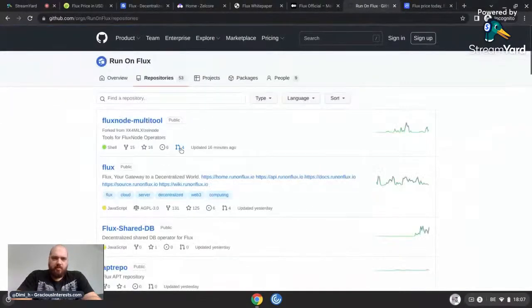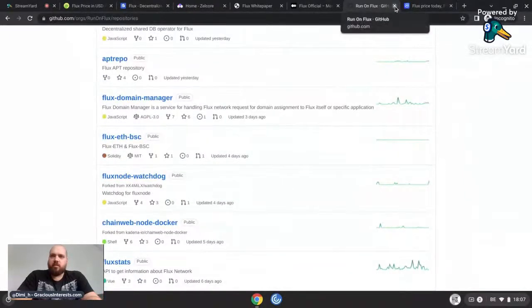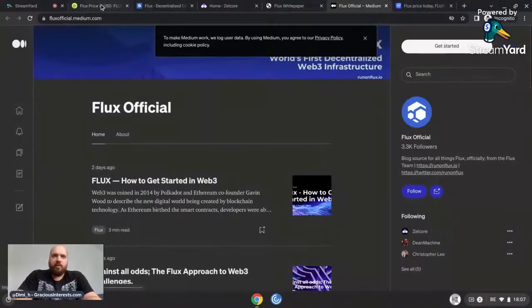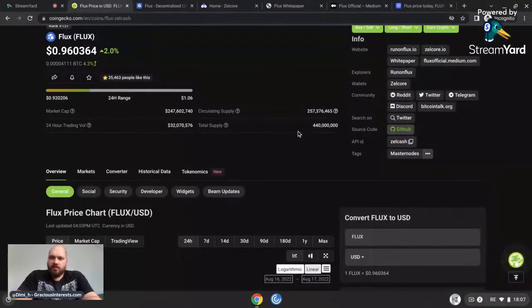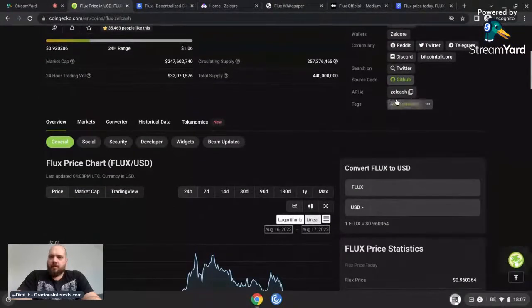Repositories, multi-tool, Flux, Fluxshare DB. So it is all nicely available. I like seeing it, and what I'm seeing is to my liking. API, Zcash, naturally, tags, masternodes, and cryptocurrency.